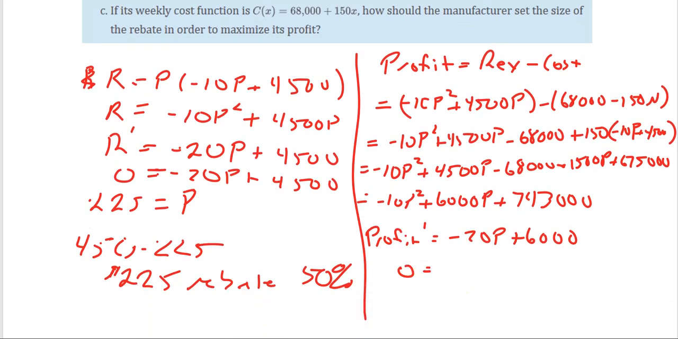Set that equal to 0. And we solve that, so 6,000 divided by 20 would be 300. So if we set the price to 300, we'll maximize our profit. If we just need to maximize revenue, that's where we give the big rebate.